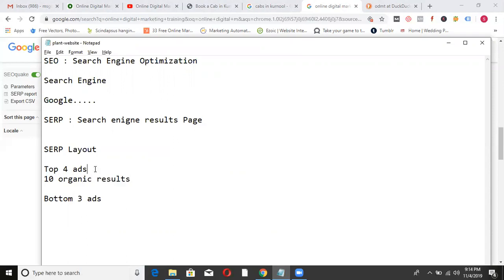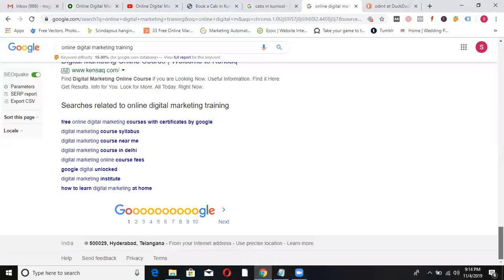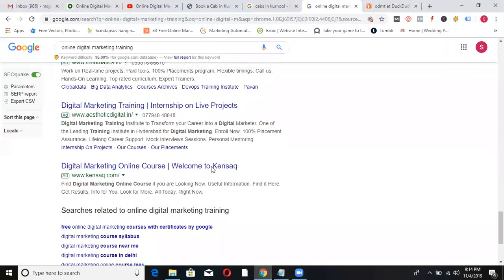Why are the ads at the bottom of the page? People browse down also. People click there also. Anyway, the beauty of Google Ads is, even though it's at the bottom, if no one clicks on this ad, they will not pay money, right? They're paying for clicks, cost per click. So whether they're coming top or bottom, it doesn't matter. People click, then only they pay money to Google.